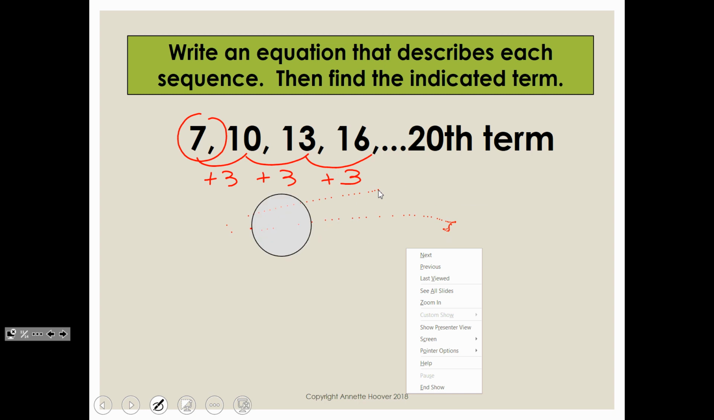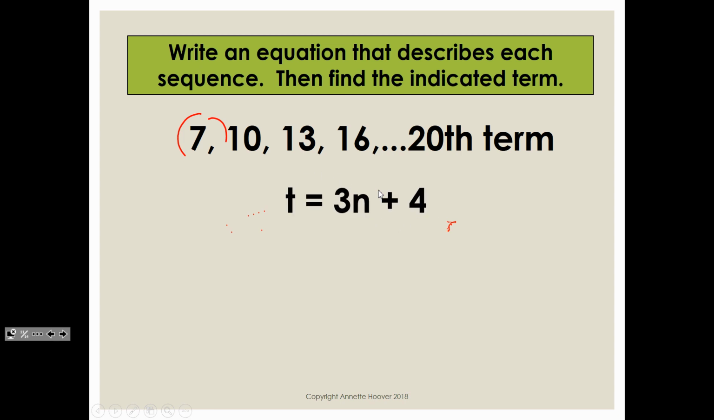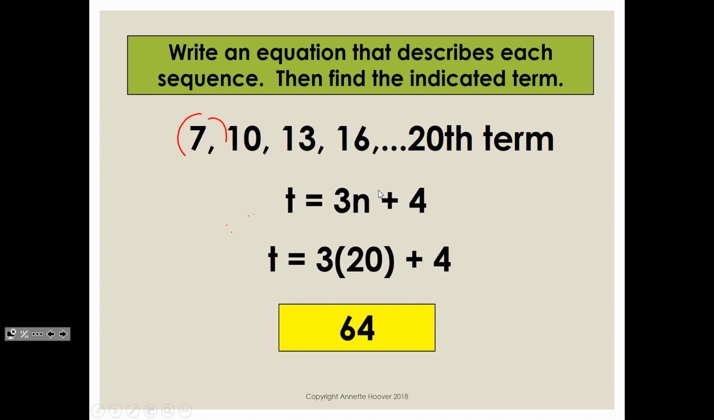And let's see if we can get our smart board figured out here. I don't know what that is. I don't know how to fix it. So we'll just see if it'll, there we go. There's the equation. Plug in 20, and it would be 64.